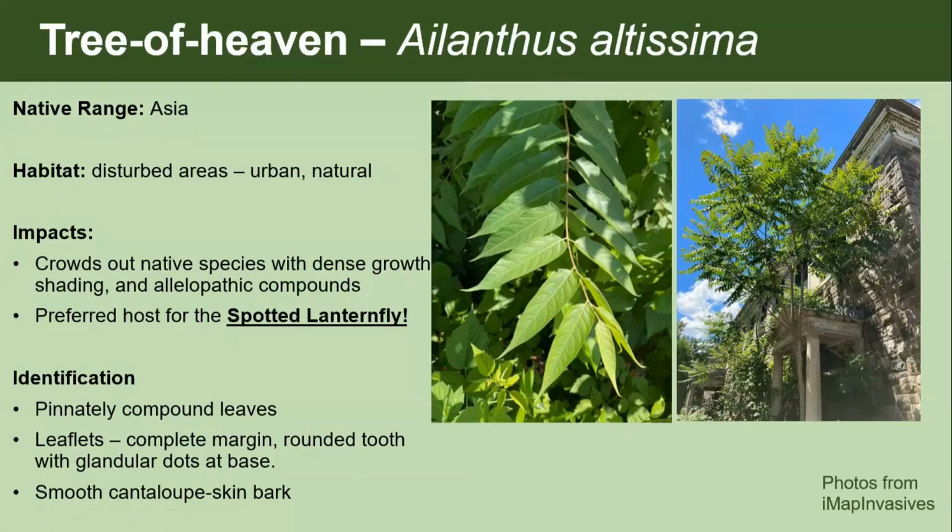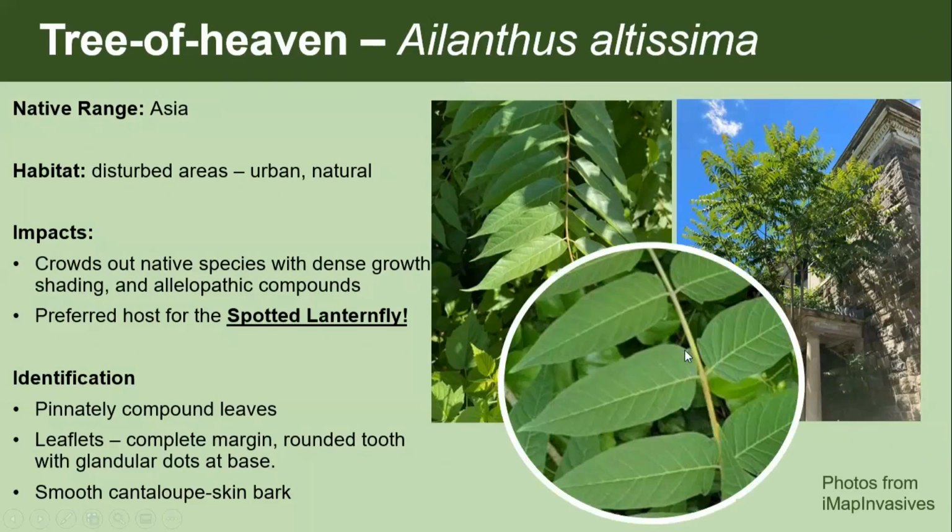There are other plants that look a lot like this, like sumac or black walnut. But the thing to look for with Tree of Heaven is that it has these smooth leaf margins, so there's no jagged teeth, except at the base of the leaves. There's these little round teeth, these little bumps at the base of the leaflets, and they have a little glandular dot on the back. And one other feature is that they have a smooth cantaloupe skin resembling bark.